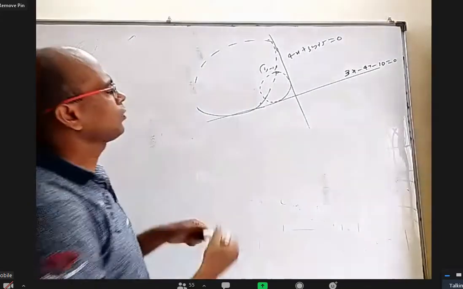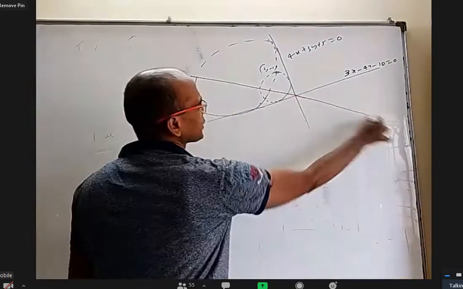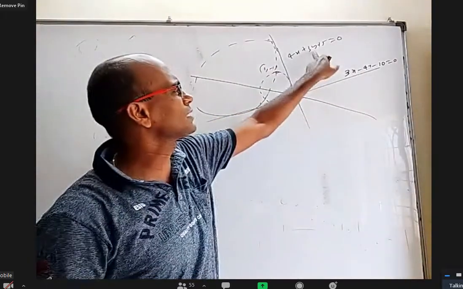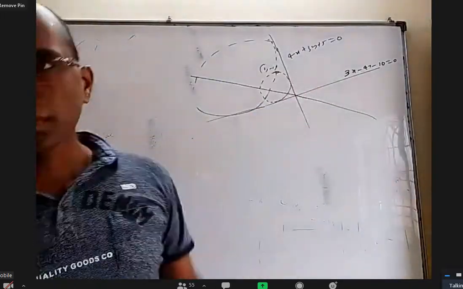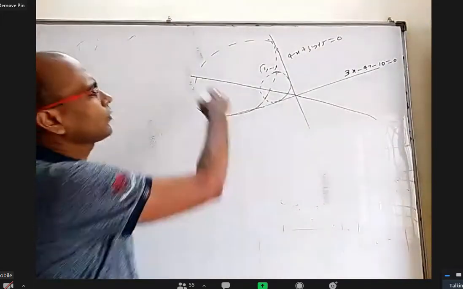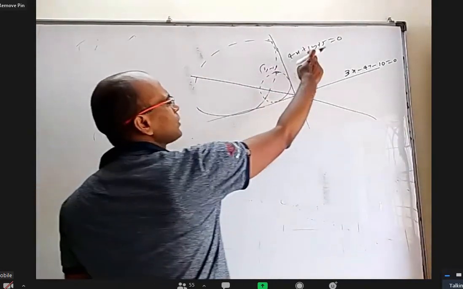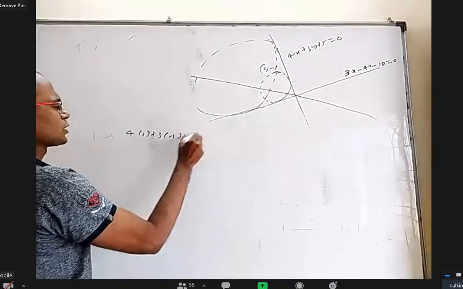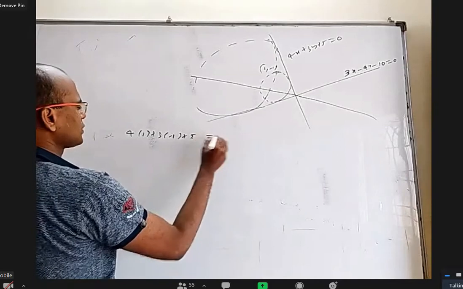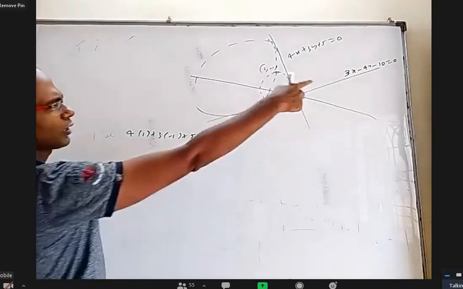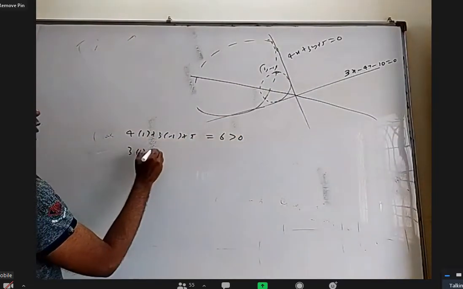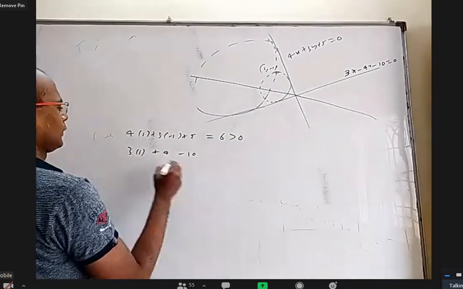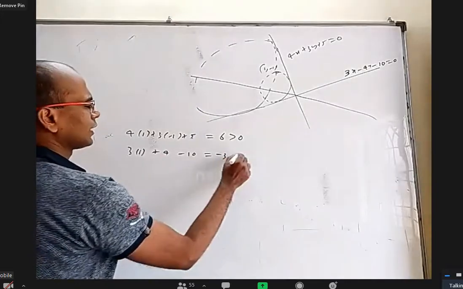Okay, now I want to find this particular angle bisector only. I am not interested in the other angle bisector because no circle in this region or this region can pass through 1 comma minus 1, right? How to find this angle bisector? Substitute 1 comma minus 1, it is positive. 4 into 1 plus 3 into minus 1 plus 5 is greater than 0 because it is 6. When you put 1 comma minus 1 there, 3 into 1 plus 4 minus 10, that is minus 3. That is less than 0.